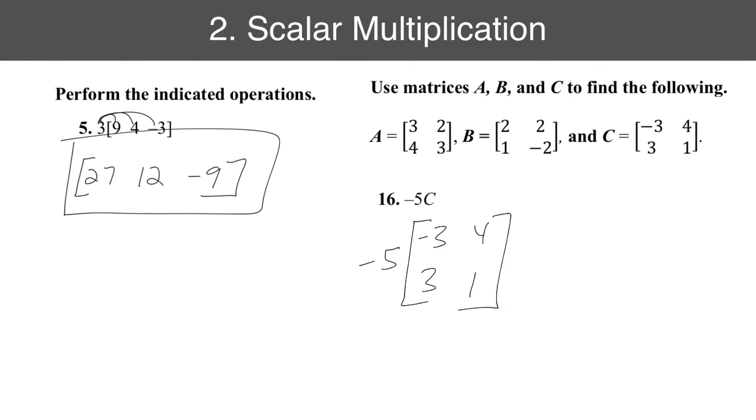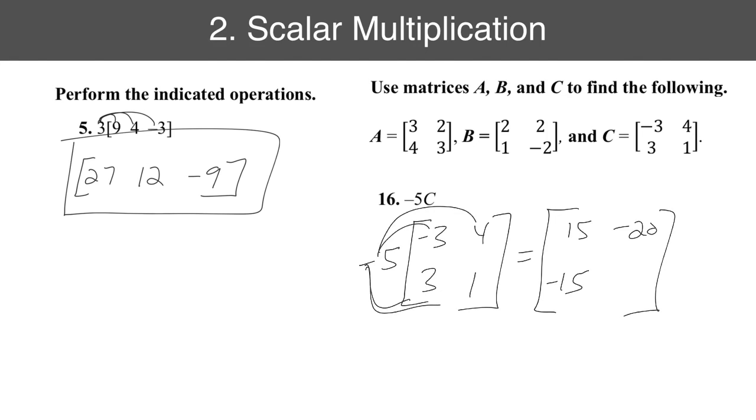And then I'm going to multiply this in just like the distributive property. So -5 times -3 would be a positive 15. Then -5 times 4, that'd be -20. -5 times 3, that'd be -15. And then -5 times 1, which would be -5. So your final answer is 15, -20, -15, -5. That's how you multiply times a scalar.